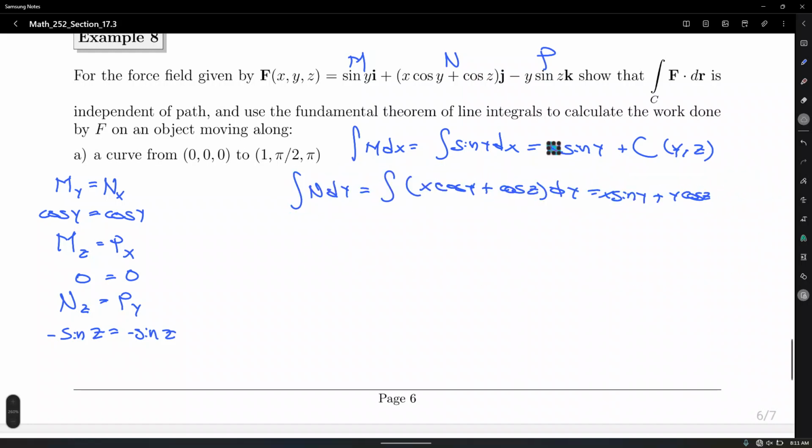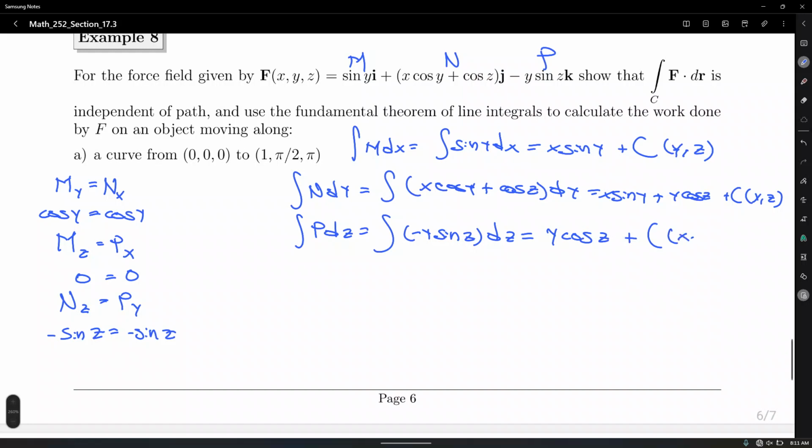Right, make some space for that. C of x z. Lastly, the integral of p with respect to z, that'll be the integral of negative y sine z dz. Careful, because the integral of sine is negative cosine. However, times that negative will become positive. So that's a plus y cosine z plus a function of x and y.